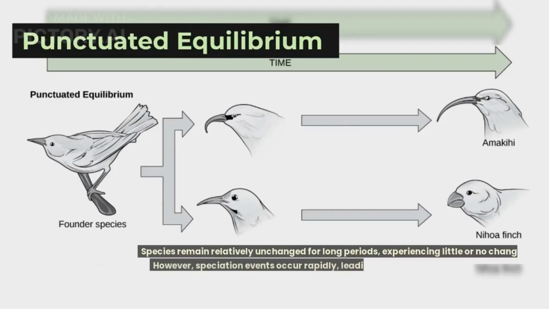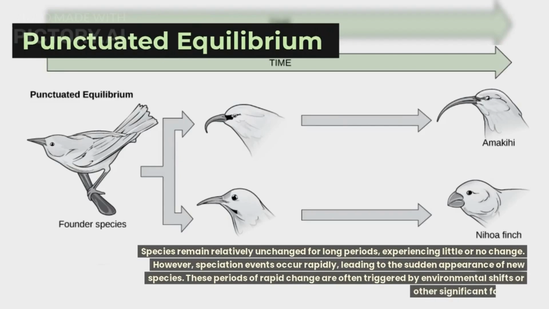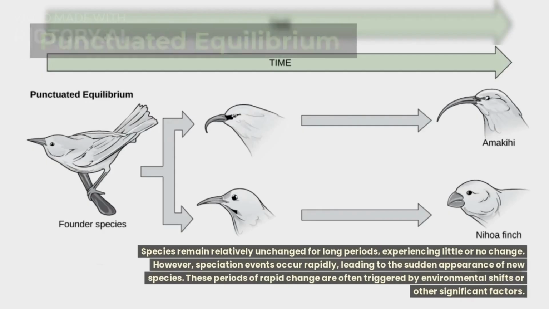On the other hand, punctuated equilibrium proposes that species remain relatively unchanged for long periods, experiencing little or no change. However, speciation events occur rapidly, leading to the sudden appearance of new species. These periods of rapid change are often triggered by environmental shifts or other significant factors.